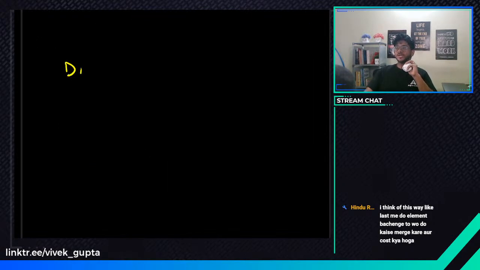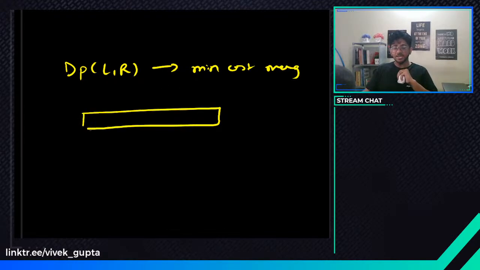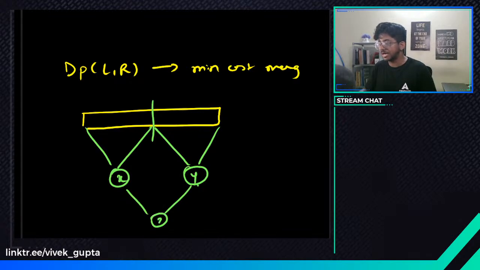So what we can do is say dp of L to R is the best cost to merge. And the way we can do that is we can try to see how the last merge happened. How did the last merge happen? So let's say all of these things reduce to a single number x, all of these things result in a single number y, and they were finally merging into a value z.